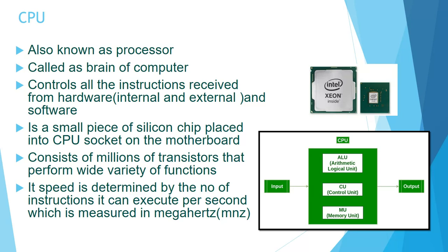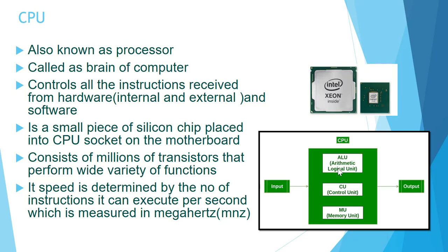The more instructions that a CPU can execute per second, the better it is considered. Its speed is measured on the basis of the number of instructions it can execute, that is megahertz. It is MHz, megahertz. It has millions of transistors in it which perform a wide variety of functions.